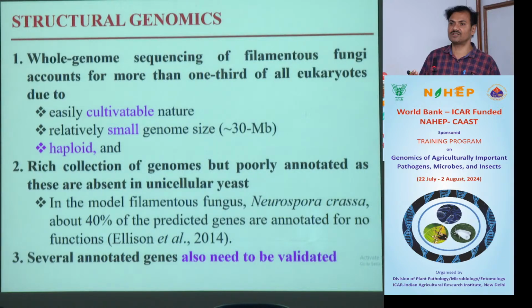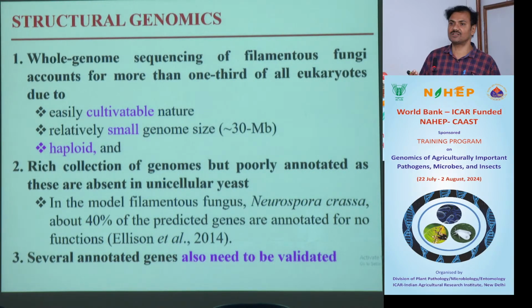So as I already told, due to extensive genomic sequencing of various organisms including fungi, a large amount of data is generated. So data say that up to 40% in the model fungus Neurospora is not annotated. You know? Not annotated means they don't have functions. What is the function of that 40% of genes is not known.